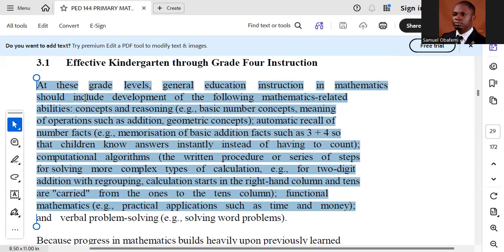You want to know how concept and reasoning contributes to effective kindergarten through grade 4 instruction. Now, concept and reasoning means that the child must understand the idea behind mathematics. And what does that mean? Let's take for example, before you teach a child that 4 plus 3 is equal to 7, the child should understand what addition means. You know what we're trying to say now?